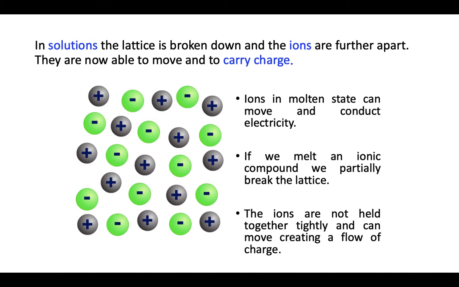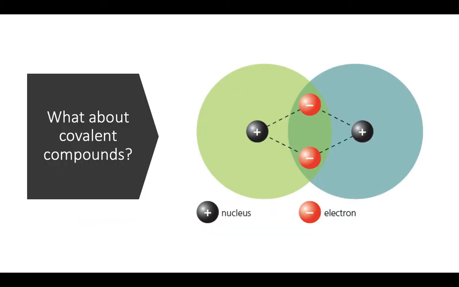The reason they can conduct in solutions or in the molten state is because we have separated the lattice, we've broken it down slightly. The ions aren't as tightly packed together, they are able to move. So what about our covalent compounds? Like in metallic bonds, there are electrons involved in covalent bonds. So why can those electrons not carry electricity like in a metallic bond? The answer is very straightforward.